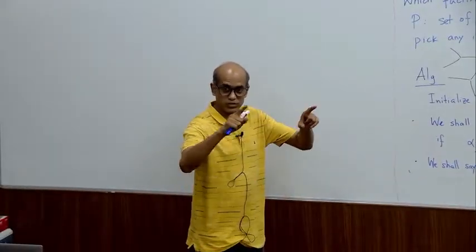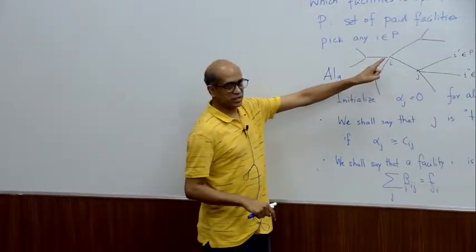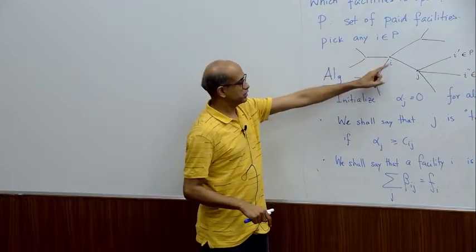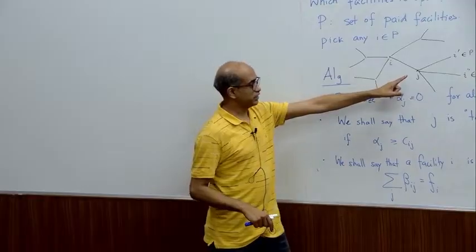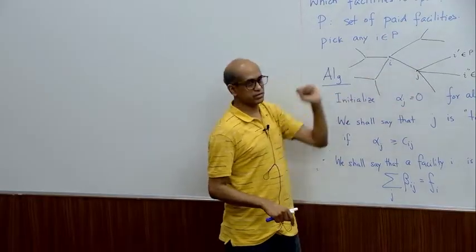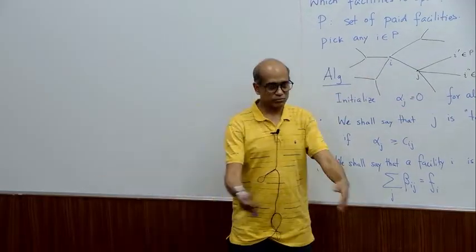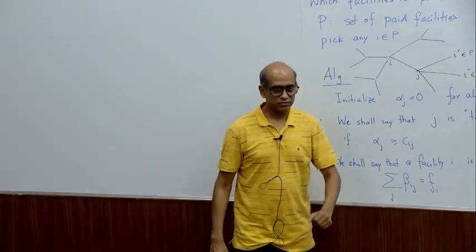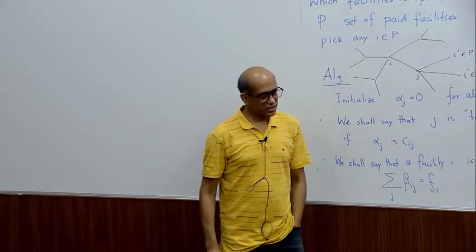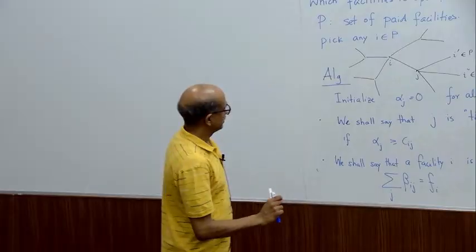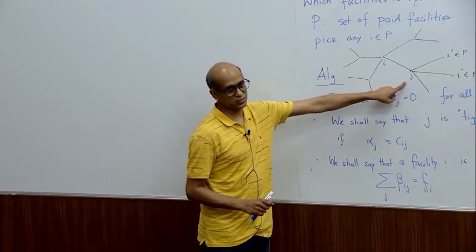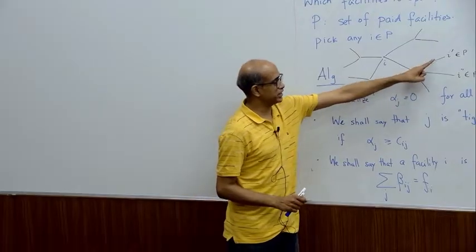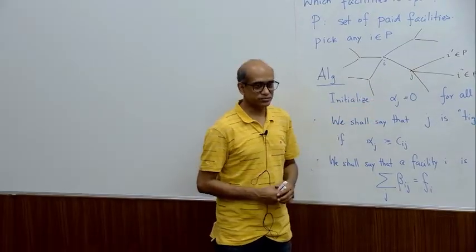So again we are going two steps. Pick any facility I from your paid set. Look at all the clients' demands which are tied with you, and they would be tied with some other facilities in P as well. Remove all of them from P and repeat. So this is again trying to make sure that if I is going to charge J, nobody else is going to charge this J, because everybody else who could have charged J is gone.